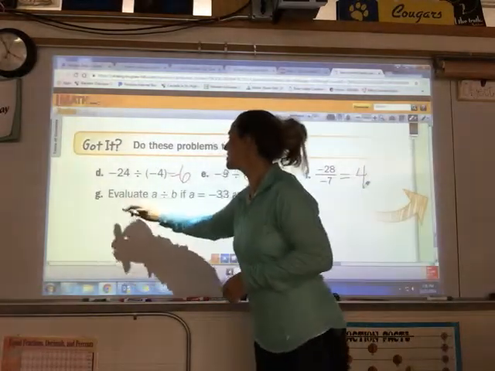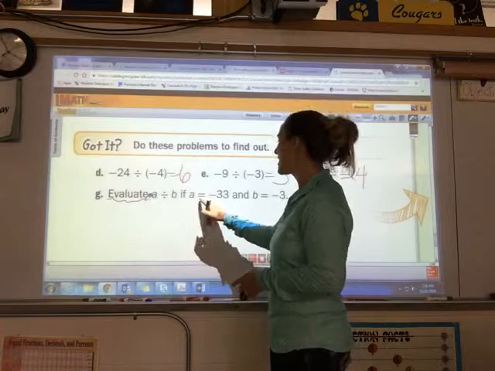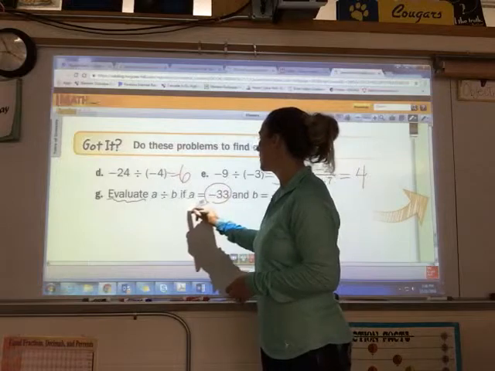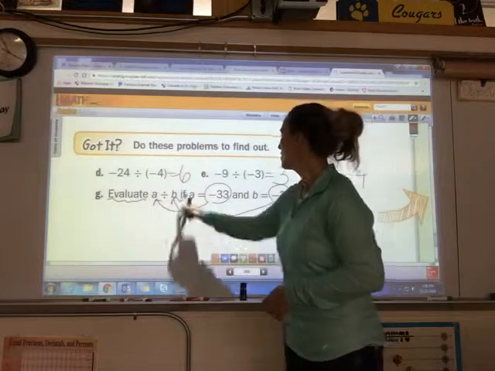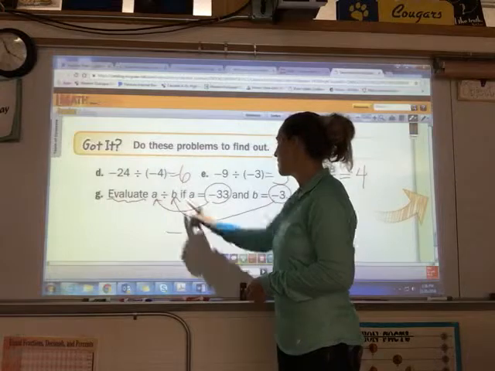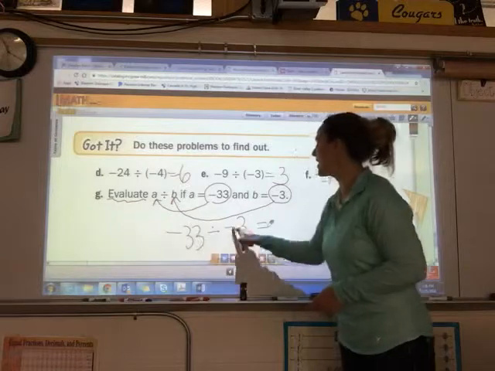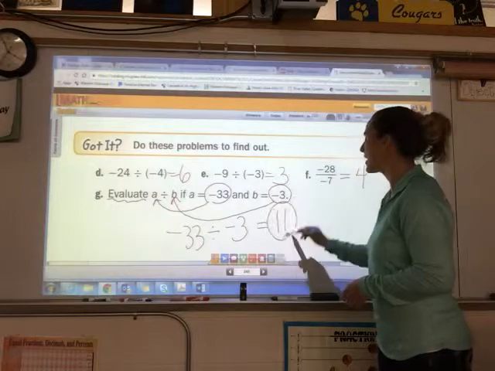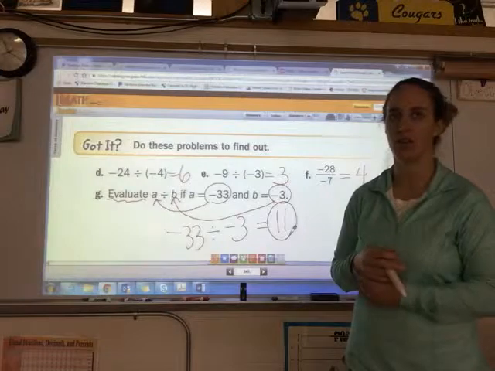If we take a look at letter G, it says evaluate. Remember, evaluate means to solve for. A divided by B, they want A to equal negative 33 and B to equal negative 3. So I'm going to plug in negative 33 for A, and then I need to plug in negative 3 for B. So negative 33 divided by negative 3. I've got a negative divided by a negative, which is going to give me a positive. 33 divided by 3 would be 11. So my answer for that one would be 11. Again, all they're asking you to do is solve or evaluate those expressions.